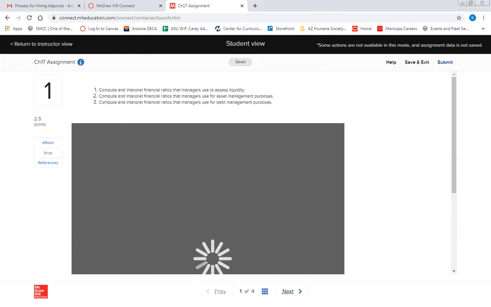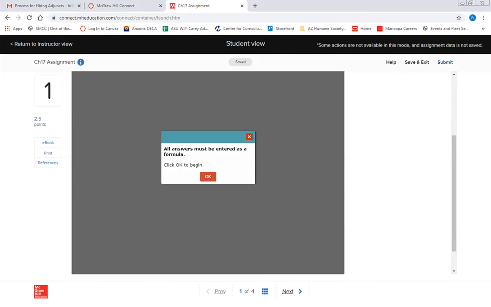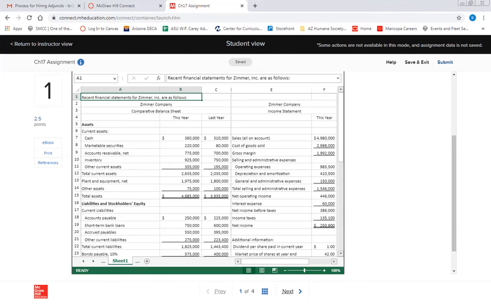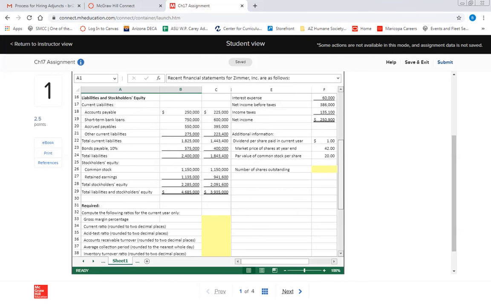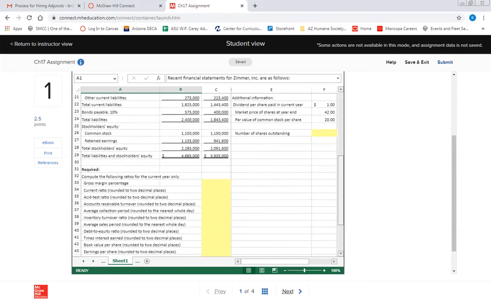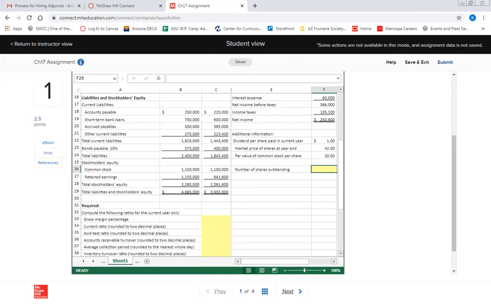All right, so this assignment is designed to help you get ready for the project. You will be analyzing this financial statement information here to calculate specific areas of importance. First thing we're going to do is calculate the number of shares outstanding.